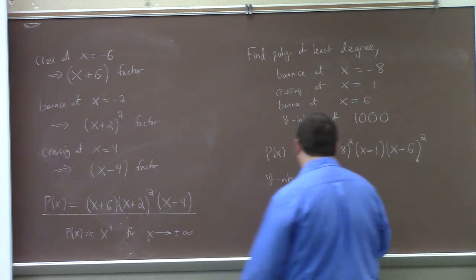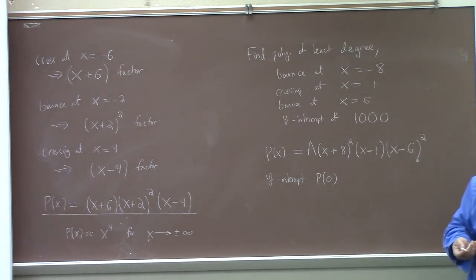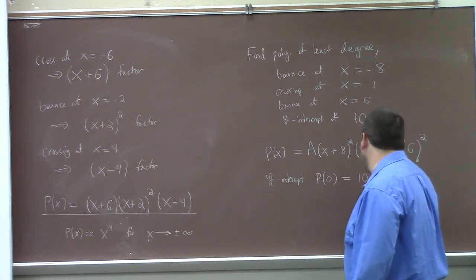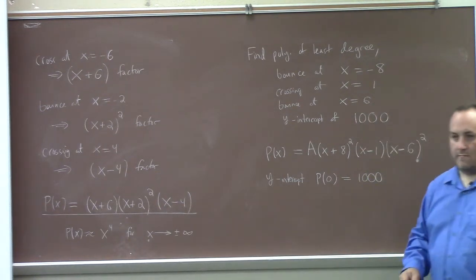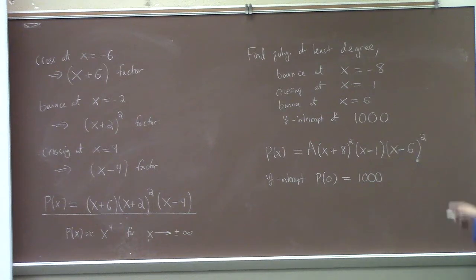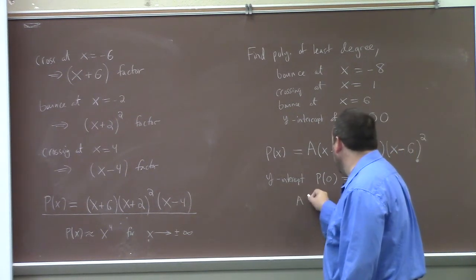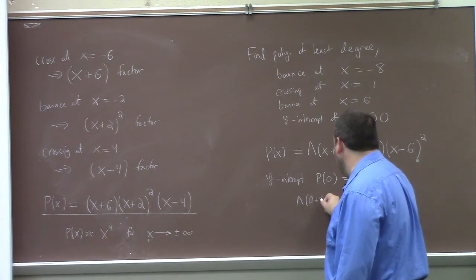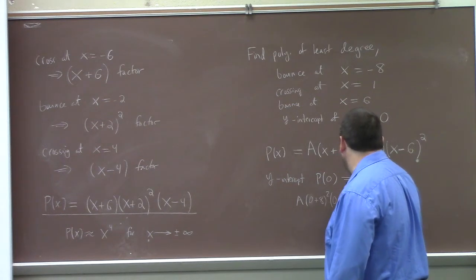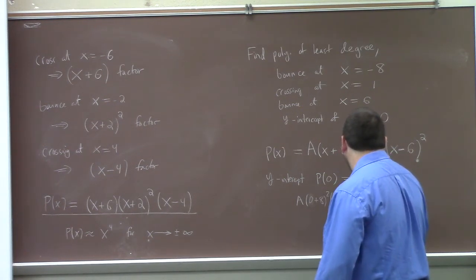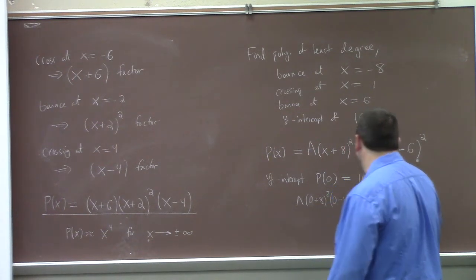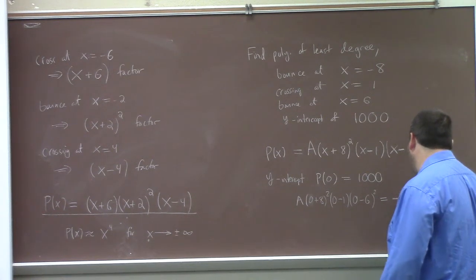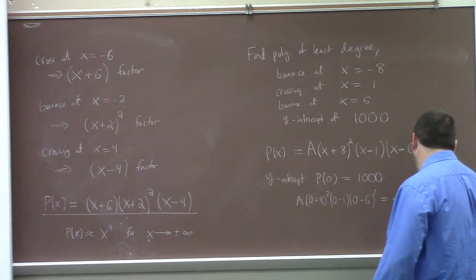It's p of 0, right? We plug in 0, that gives us the y-intercept. But that's also equal to 1,000, because I said we're looking for a y-intercept of 1,000. But then I plug in 0 up here, and I get a times (0 plus 8) squared times (0 minus 1) times (0 minus 6) squared, which is minus 64 times 36 a equals 1,000.